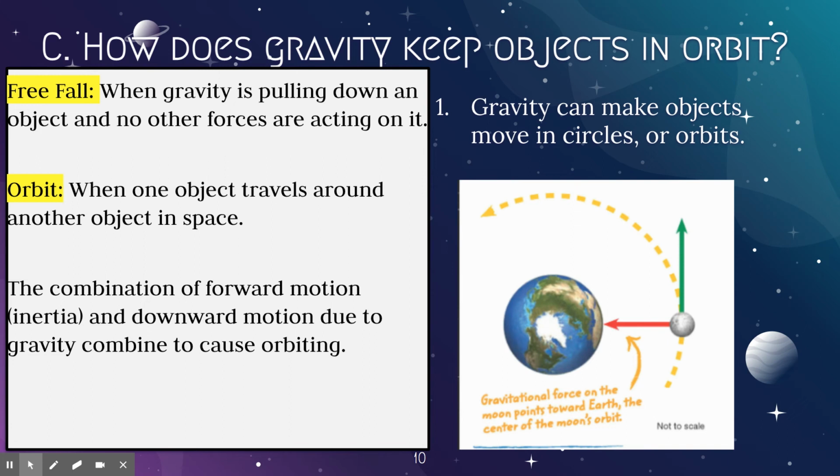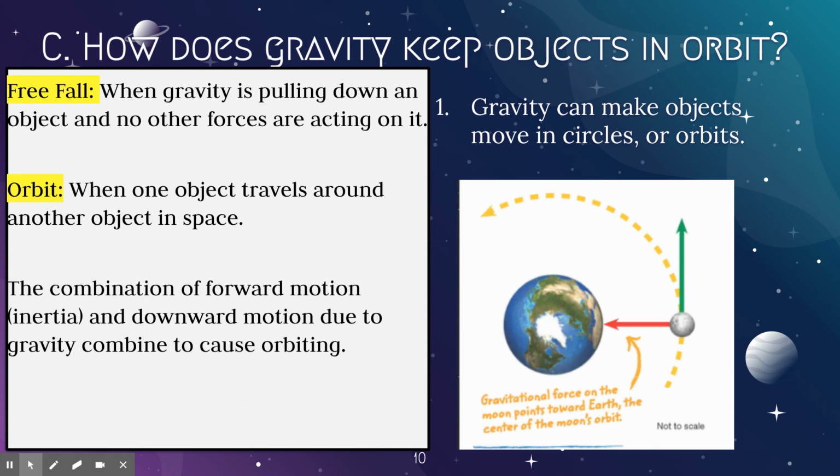Objects in space have inertia because, remember, Newton's first law tells us that an object in motion will stay in motion unless an outside force acts upon it. So if a satellite or the International Space Station is moving, it's going to keep moving unless something stops it. And if gravity is also pulling on it, we say that it's in free fall. Those two forces combined cause an object to orbit around something.